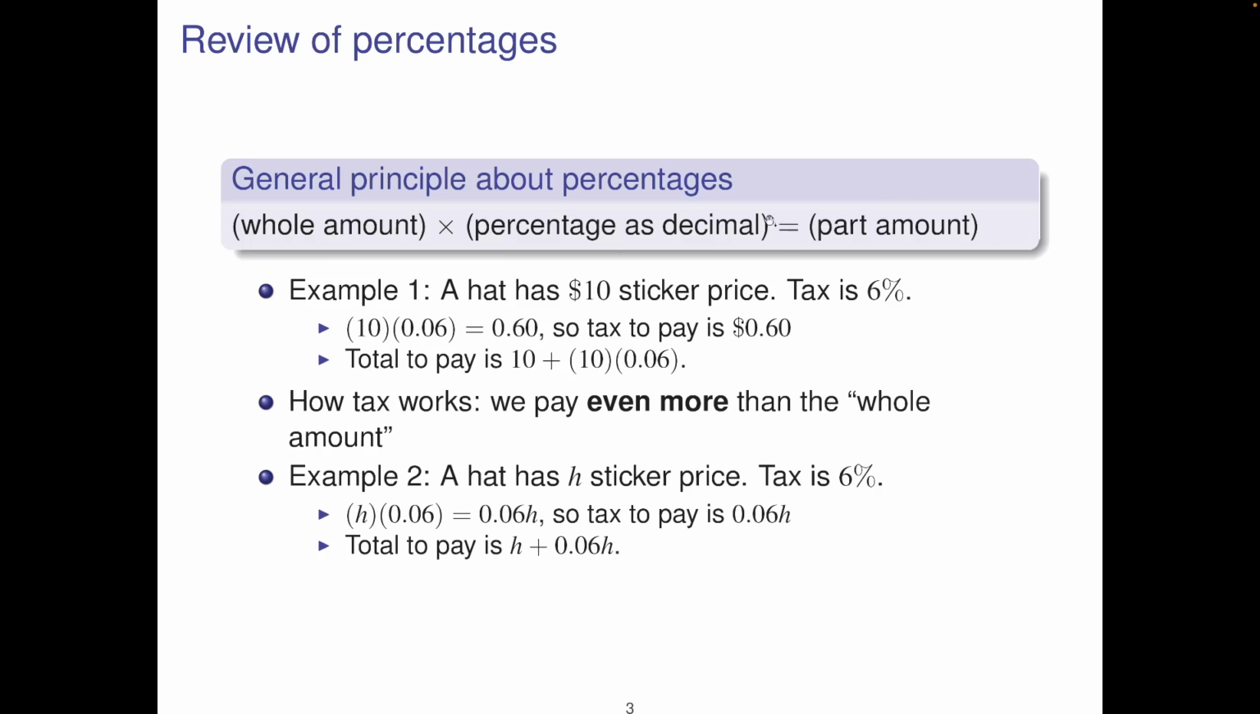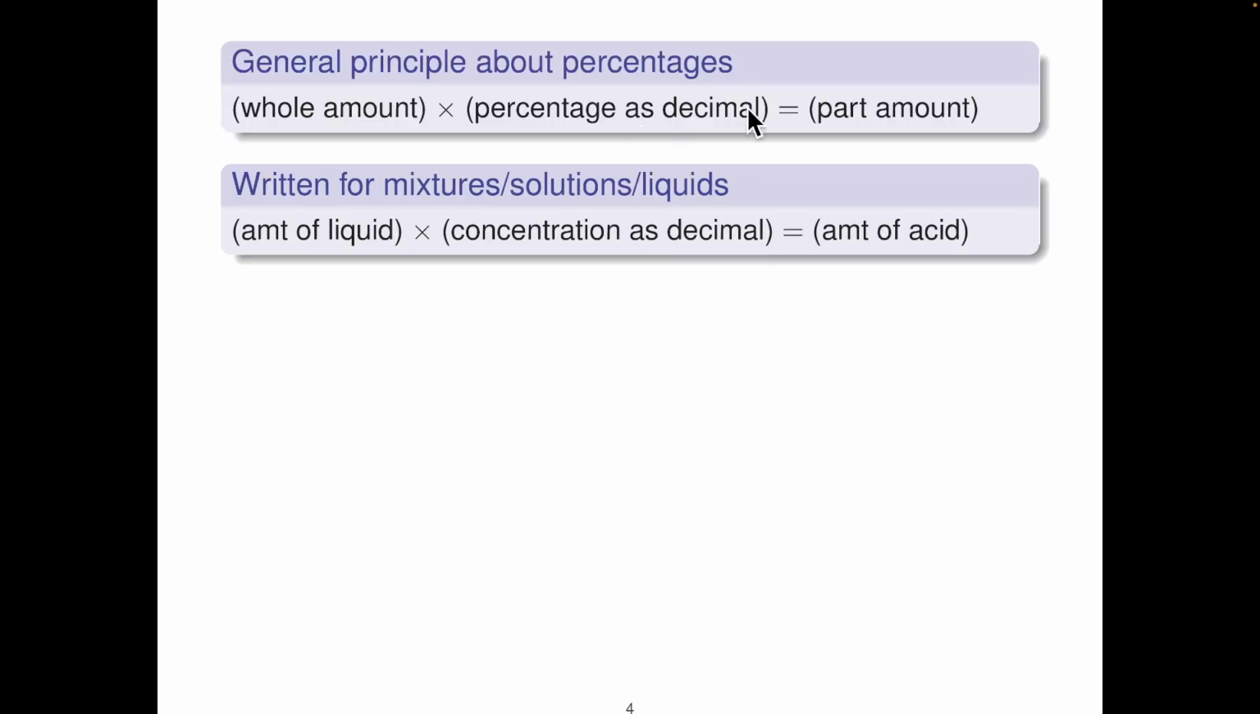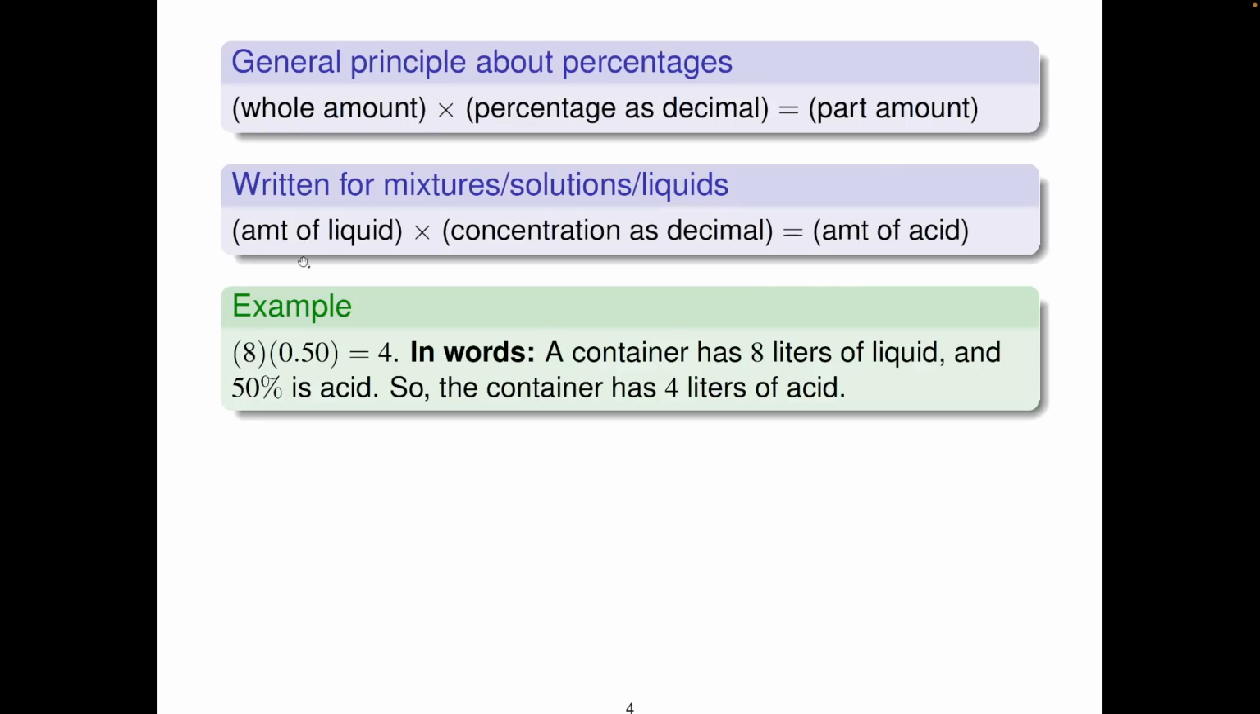Now this equation, a certain amount times the percentage as a decimal equals the part amount, happens also for mixtures or solutions or liquids. It's just that the labels of the pieces change. So the amount of liquid times the concentration, that's the percentage, is equal to the amount of acid. So 8, the amount of liquid, times 0.5, the concentration as a decimal, equals 4, the amount of acid. If we say this in words, a container has 8 liters of liquid and 50% is acid. So that means that 4 liters of the container is acid.